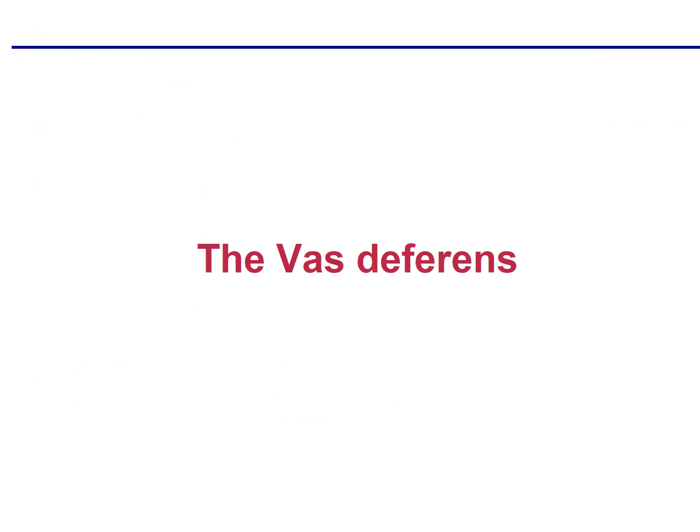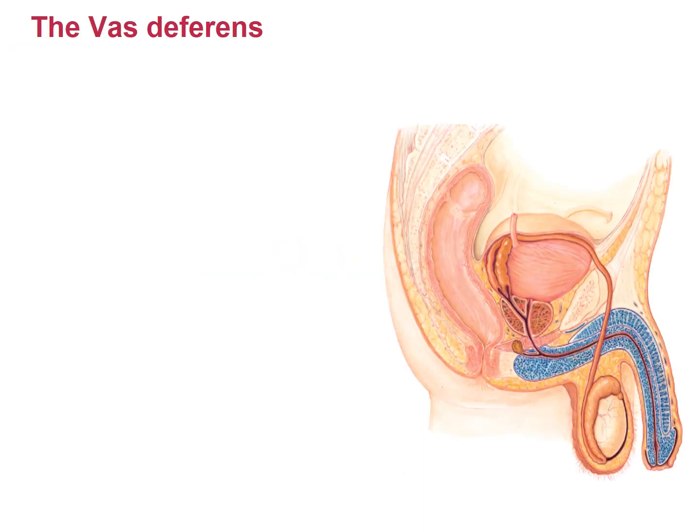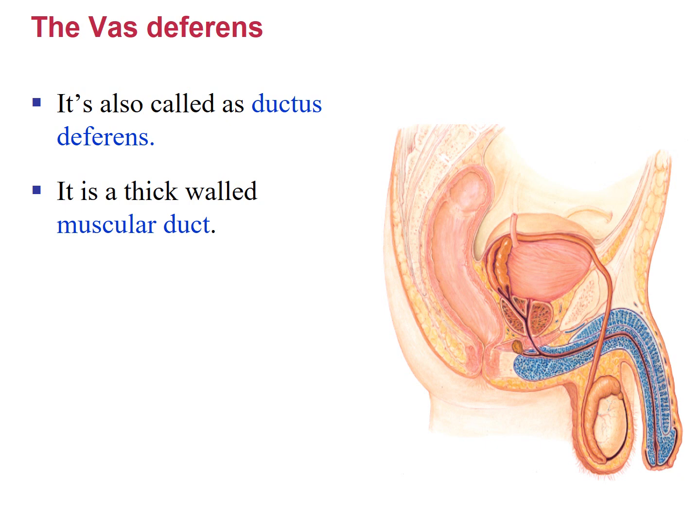The next important component of male internal genitalia is the vas deferens or the ductus deferens. It is a tubular structure. Its primary function is the transport of sperm from the epididymis to the urethra. It is a muscular duct. The wall is very thick. Let us see this ductus deferens in this picture. This is the epididymis. The tail of the epididymis continues as the ductus deferens.